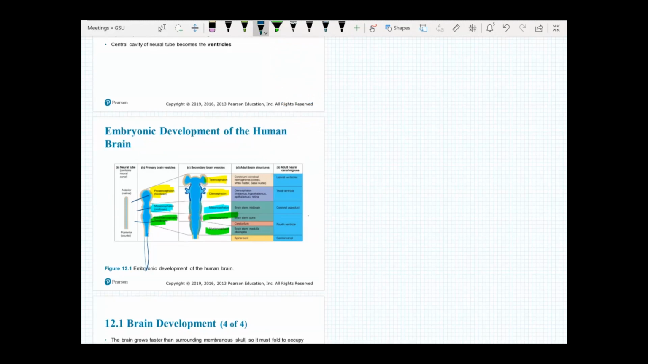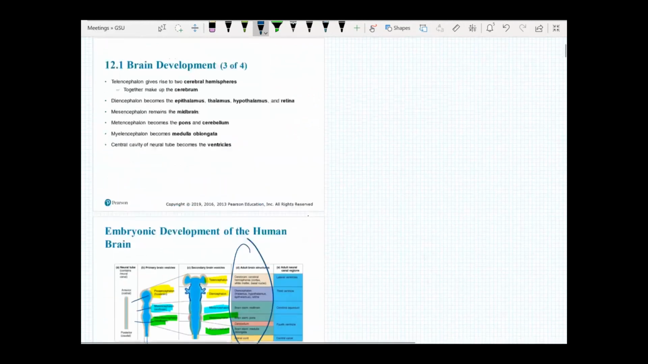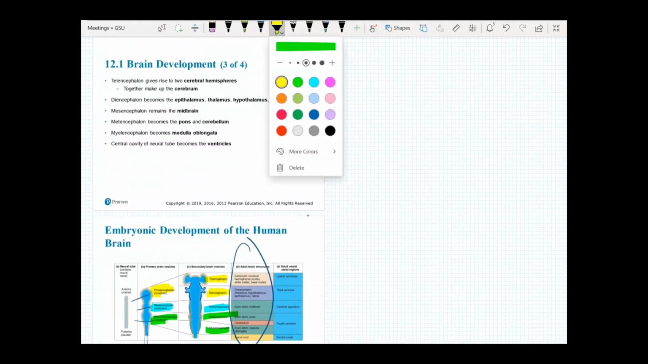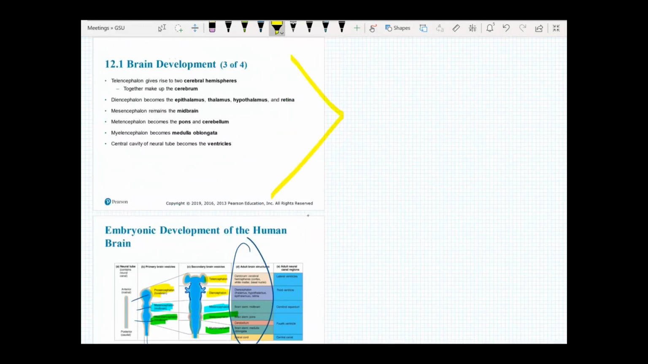So what I do want you guys to know is what each of these essentially will then become. Here's a great breakdown in the chart to be able to see this, but then here is also a great breakdown to be able to see. The telencephalon will eventually become the cerebral hemispheres. Your diencephalon will essentially become these regions right here. Your mesencephalon will become the midbrain. Metencephalon will be pons and cerebellum, and myelencephalon will be the medulla oblongata.